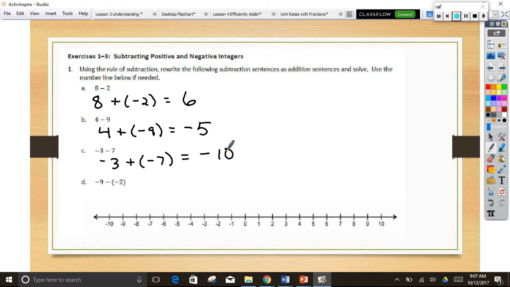Letter D, Reagan, how would I rewrite this? Negative 9 plus negative 2. Not plus negative 2, we need to add the opposite, and it was negative here, so we need to add just 2. So what is negative 9 plus 2? Negative 7. Good, negative 7. And they gave you the number line here that you could have worked the problems out on as well. So when you subtract a negative, remember subtracting a negative is the same as adding a positive. So 2 negatives next to each other always turn into a positive.